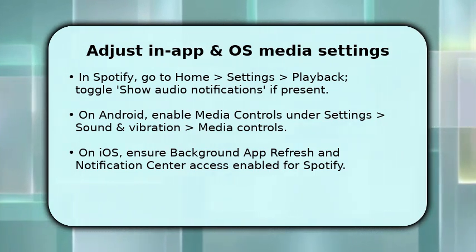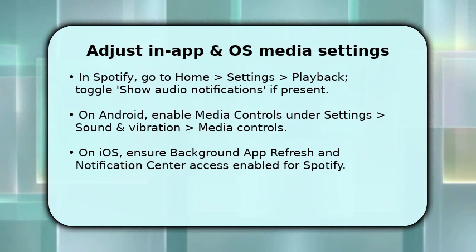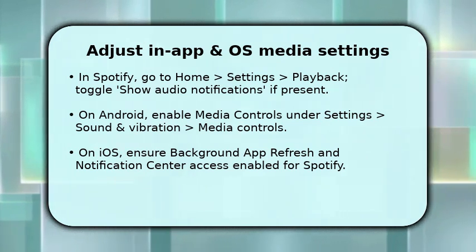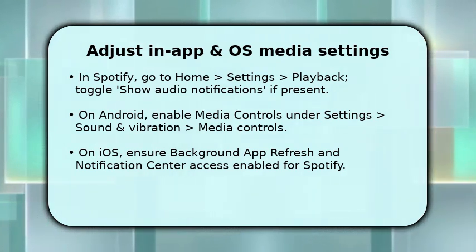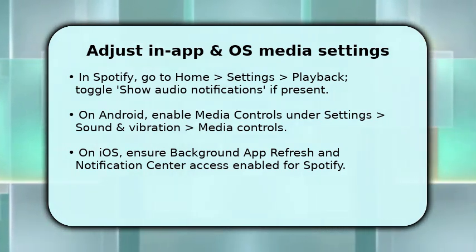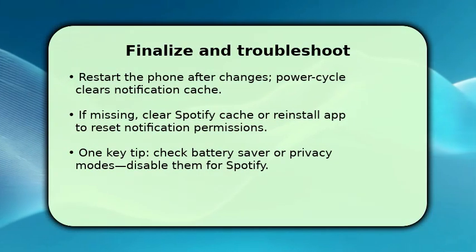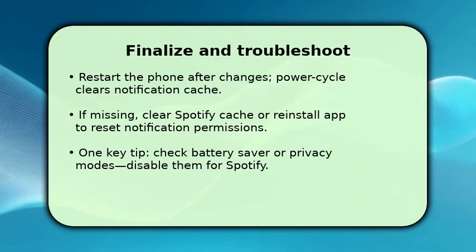Once configured, restart the app and play audio to verify the lock screen control appears. This reinitializes the connection between app and OS. Finish by restarting your phone. A full reboot clears notification and media service caches and usually restores the lock screen controls.